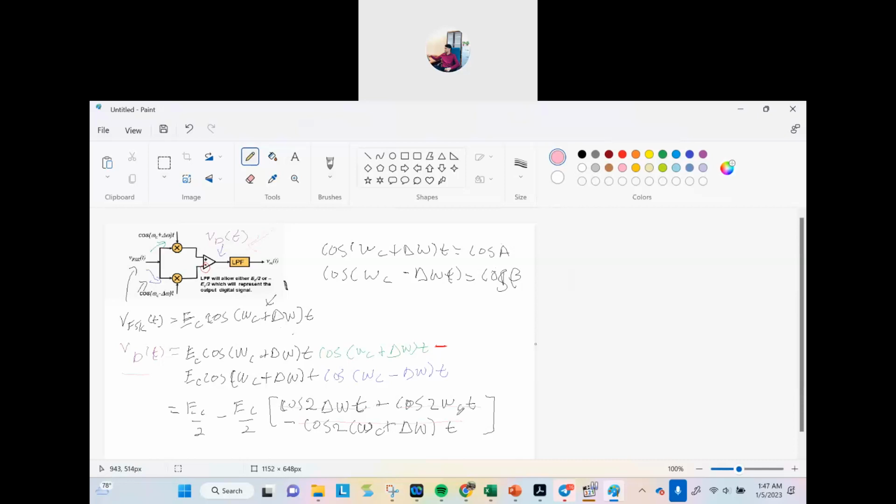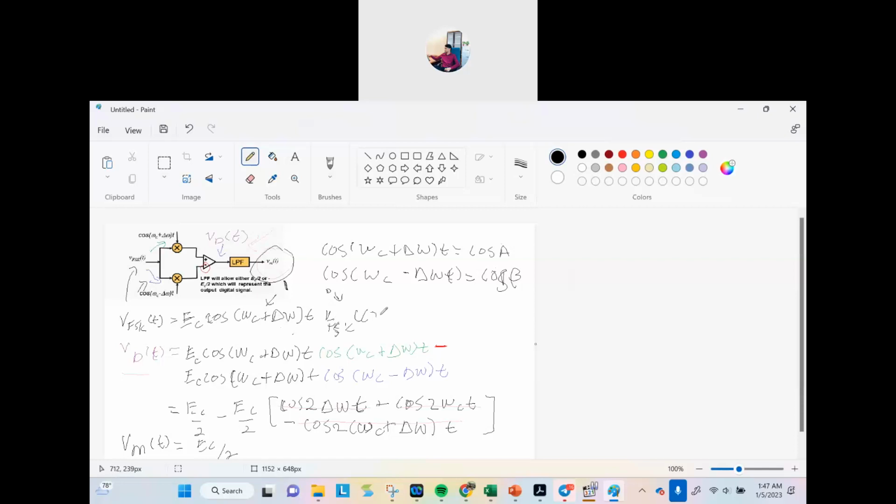So the outcome you have, which is here VMT, in the end you will only have VMT equals EC over 2. This EC over 2 is your bit 1. You can try with the next one, the bit 0, which is VFSK. You try yourself at home.